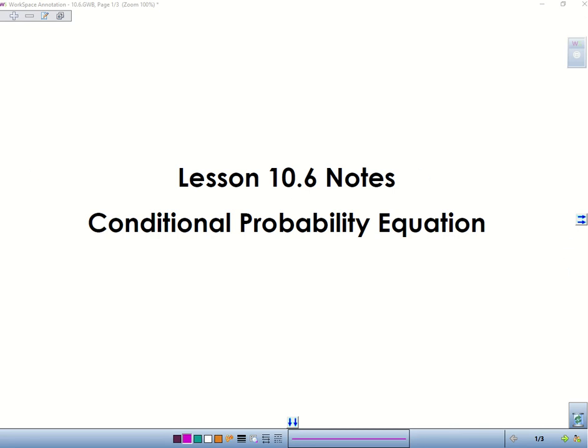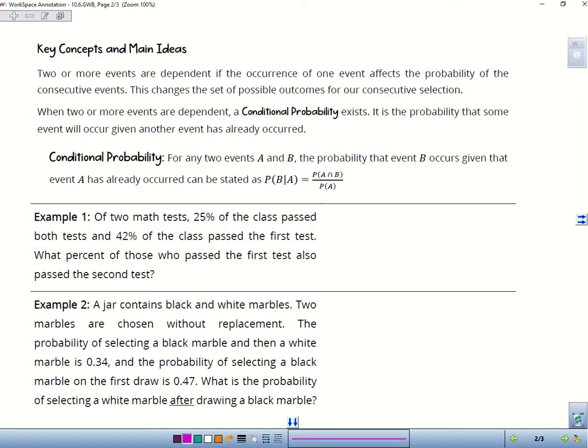So today we're going to do a lesson on 10.6, which is going to be conditional probability. Two or more events are dependent if the occurrence of one event affects the probability of the consecutive events. This changes the set of possible outcomes for our consecutive selection. When two or more events are dependent, the conditional probability exists. It is the probability that some event will occur given another event has already occurred.